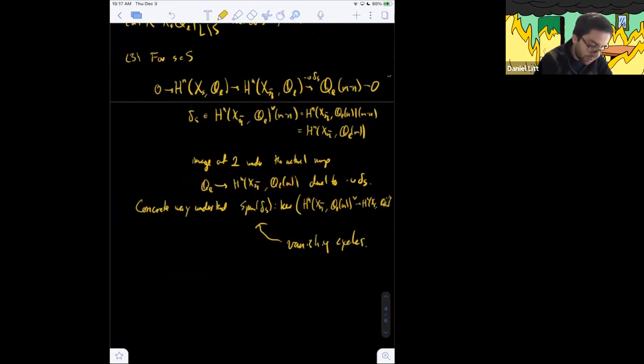Okay, so this is the description. The sequence is short exact. And what you're supposed to think of is you take this co-specialization map, the map from the cohomology of the central fiber to the cohomology of the general fiber. Then cupping with this vanishing cycle is what gives you the co-kernel of that map.